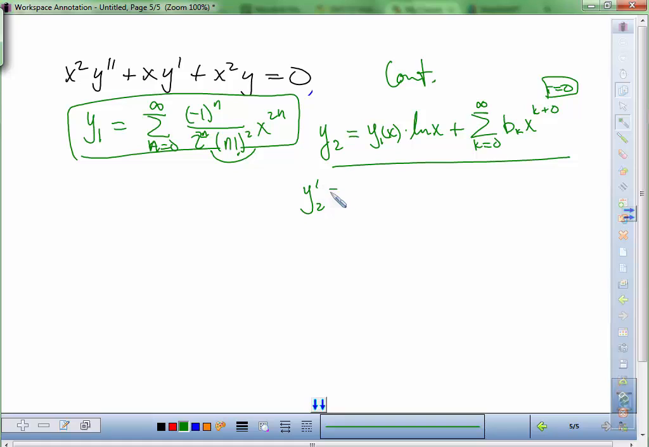y2 prime. Oh boy, this is a product rule, right? So derivative of the first times the second plus the first times derivative of the second. And the derivative of this is the same derivative that we've been doing with power series in general.